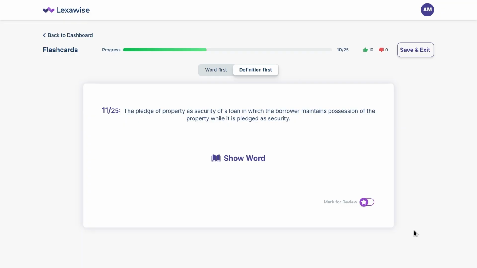The pledge of property as security of a loan in which the borrower maintains possession of the property while it is pledged as security. What's this financing concept called?